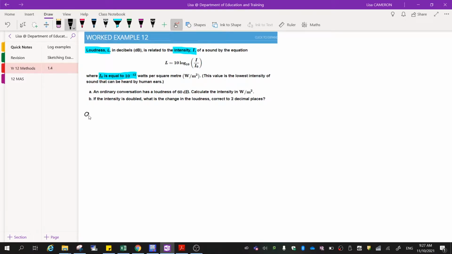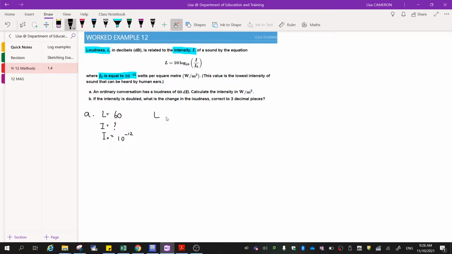Now for A, I'm going to start noting down the things that I can see in my question. So here I've got L, I've got I, I've got I0. Now we're saying that the loudness is 60 decibels. We want to calculate the intensity, so we don't know this one, but we are given in the question that I0 is equal to 10 to the power of negative 12. So I've pulled out all of the variables and I've assigned them.